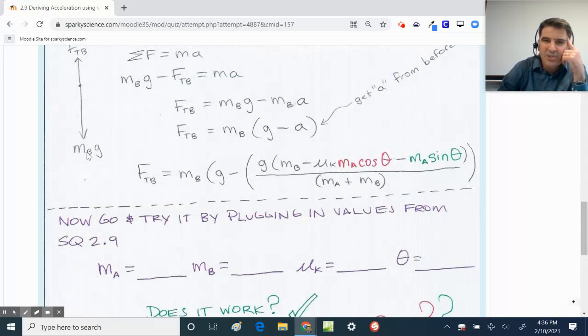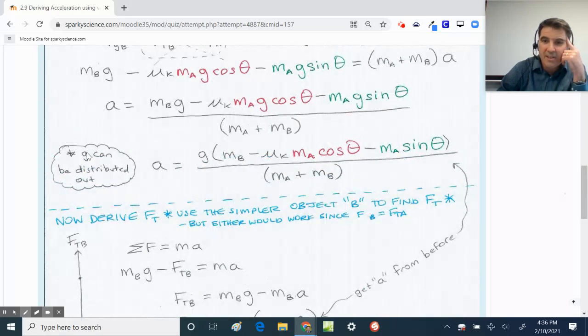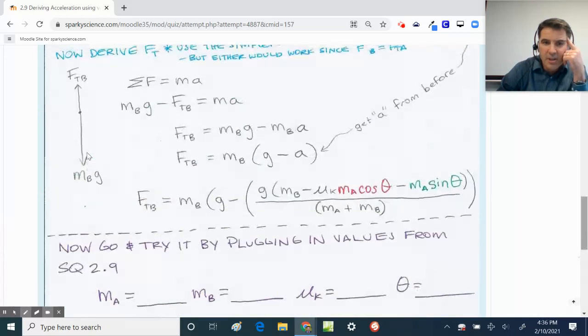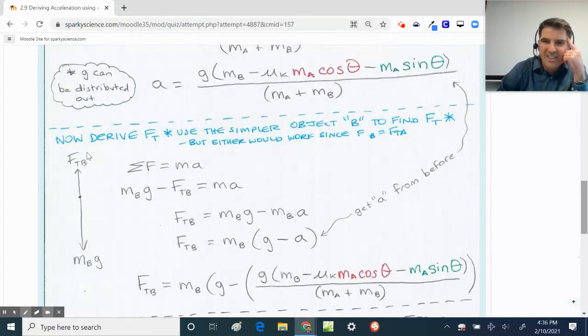Because on your second one, you're already going to have a. You can put a right there, and that's going to be a, and this is going to be FT. Just plug it into your equations and see if they work.